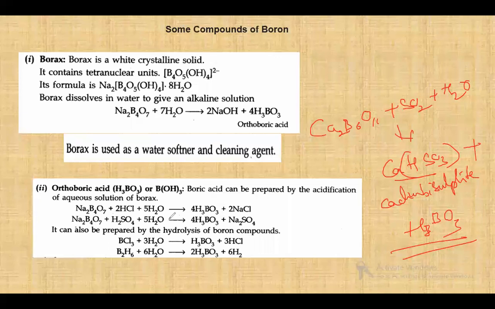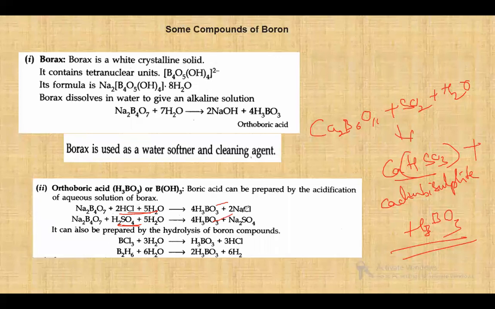So it can be prepared by the acidification of an aqueous solution of borax with HCl or H2SO4. Borax is treated with an acidified solution, both sulfuric acid and hydrochloric acid, and we will get H3BO3.